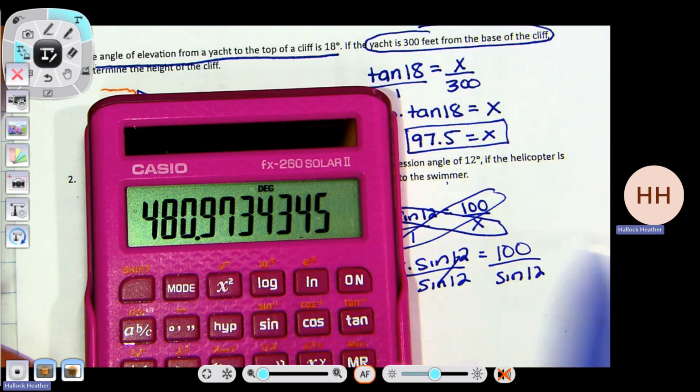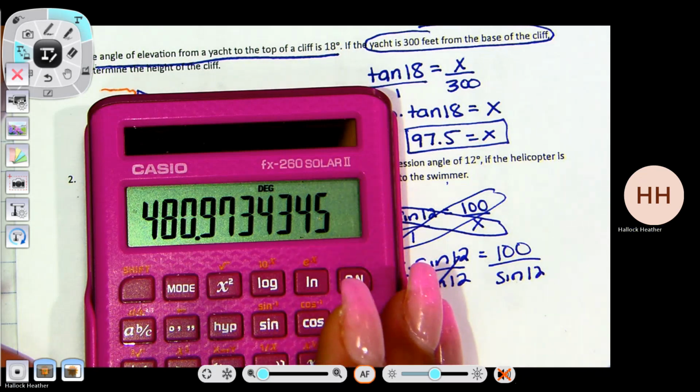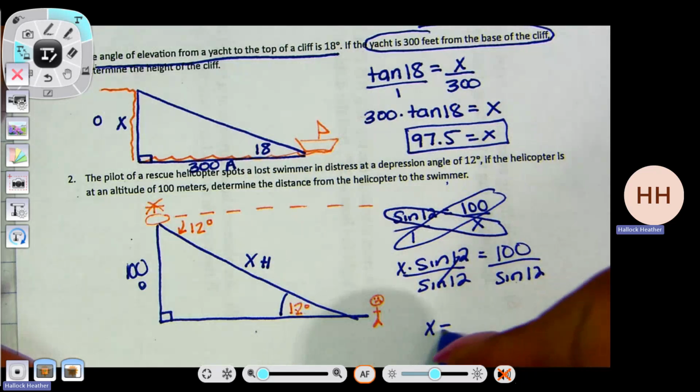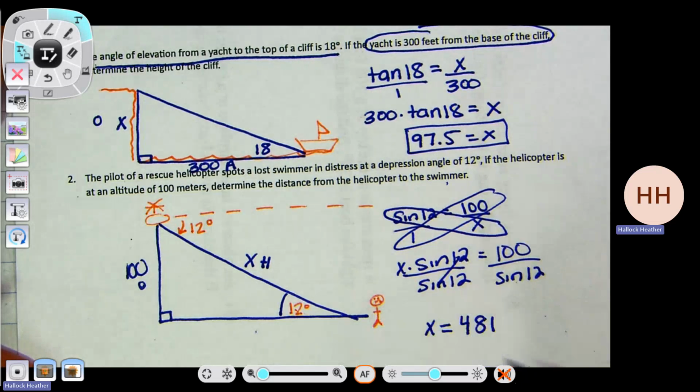I thought you said 480. Yeah, that's not right. What? The EOC is going to be like, you're wrong. Basically. It's not though. So 481.